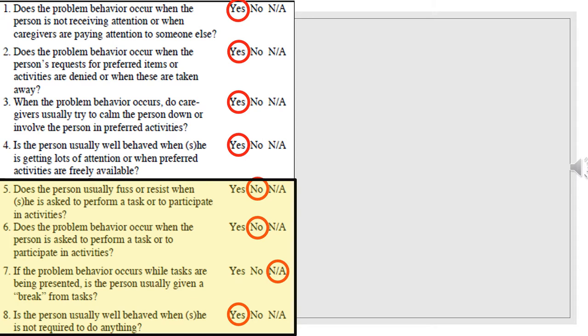This highlighted section is used to assess whether the behavior is maintained by escape from demands and activities.